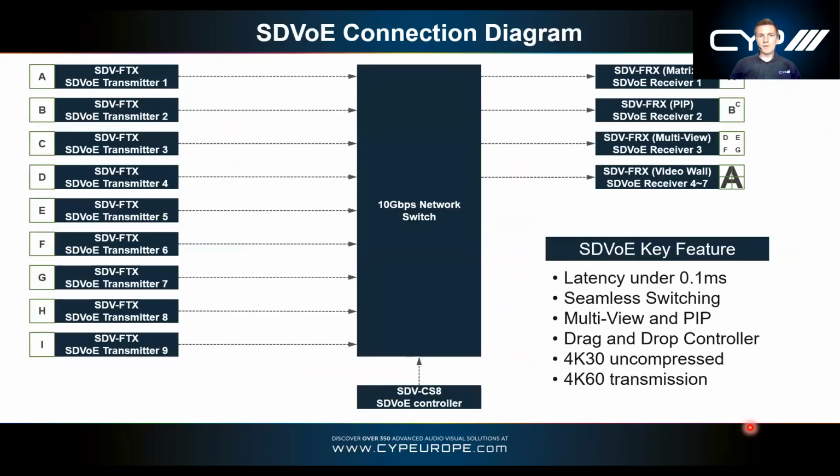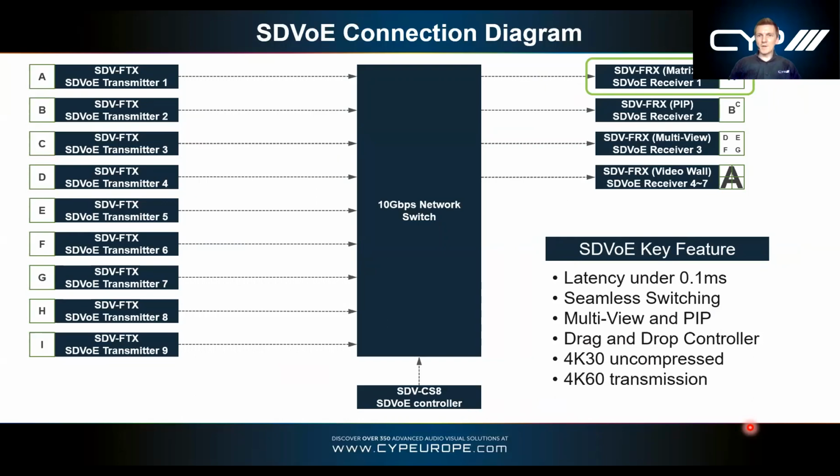Moving on from there, you're using the flexibility of the SDVoE system to give you those multiple screens around the Opera. So as you'd expect, you've got your transmitters, you've then got your 10 gig network switch with the CS7 controller sitting over all of that. And then on the right there, hopefully you can see that I've got a picture of Kev on the top right of my screen, so I can't quite see that image on the top right.